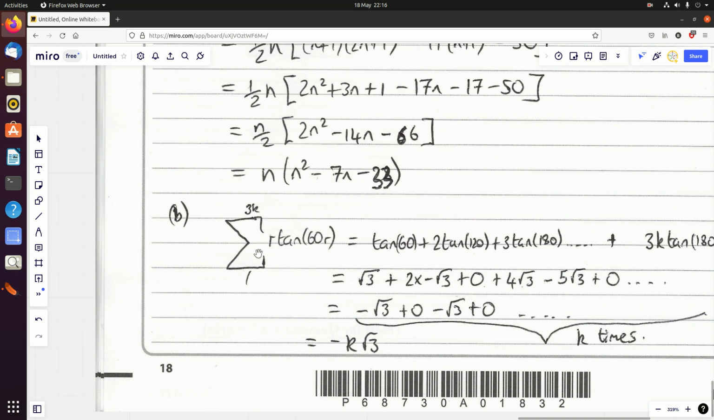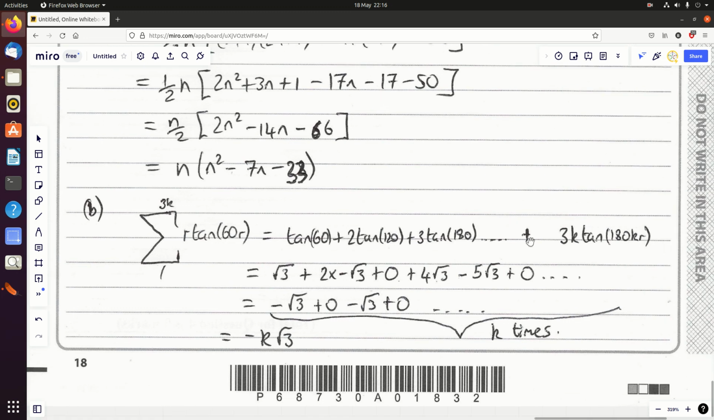Now, always, when you've got a difficult sigma to deal with, try and write down the first few terms. So we've got 1 times tan 60, plus 2 times tan 120, plus 3 times tan 180, plus 4 times tan, what's the next one, 240, plus 5 times tan 300, plus 6 times tan 360, and so on and so forth. Now, every time you hit a multiple of 180, you're going to get 0.